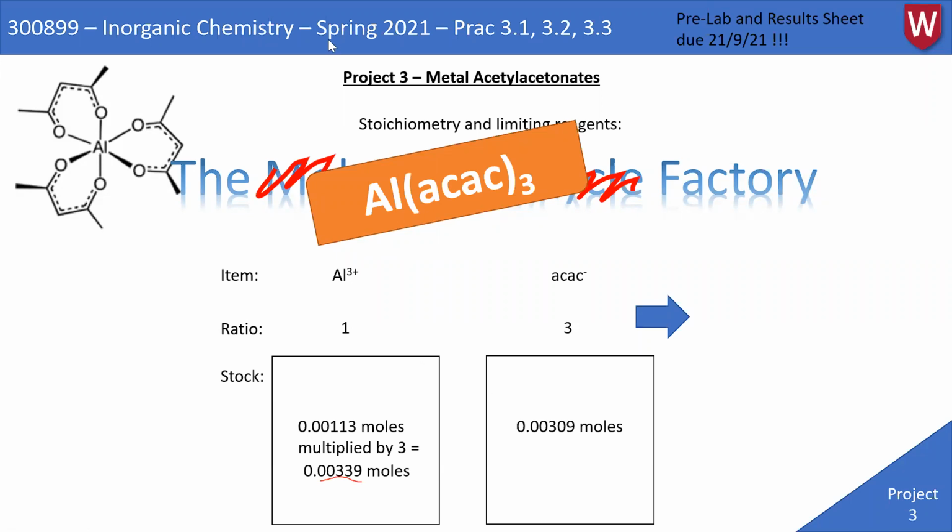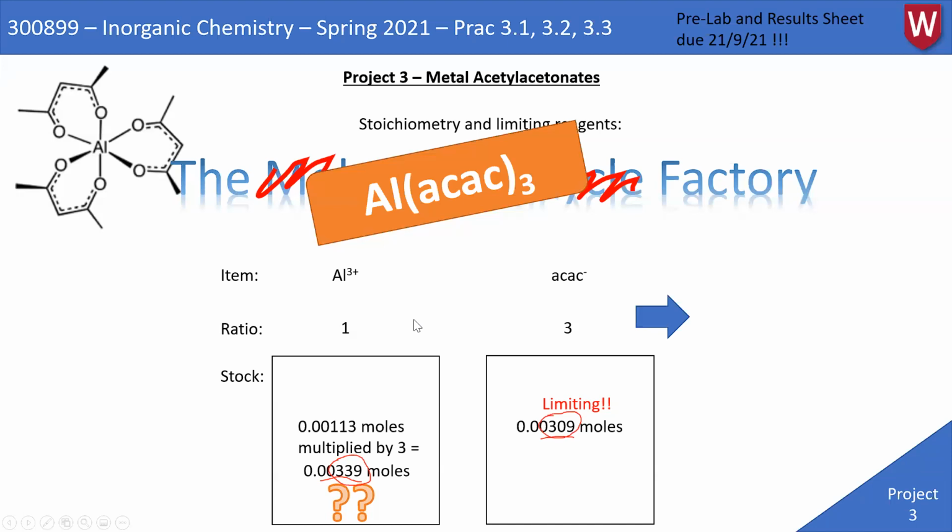Now, unfortunately, we only have 0.00309 moles of ACAC. So that tells us that if we want to use all of the aluminium, we're actually limited by the ACAC, because what we require is 0.00339, but we only have 0.00309. So that's what's holding us back. That's what's limiting us. So we've identified the limiting reagent.